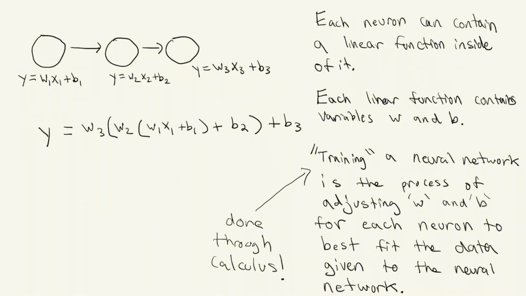So I know that was a lot, but don't worry, we're going to go into each of these concepts in a lot more depth. And the main takeaway from this video, if you take one thing, is that neurons in neural networks contain linear functions, and the shape of linear functions changes through modifying w and b.